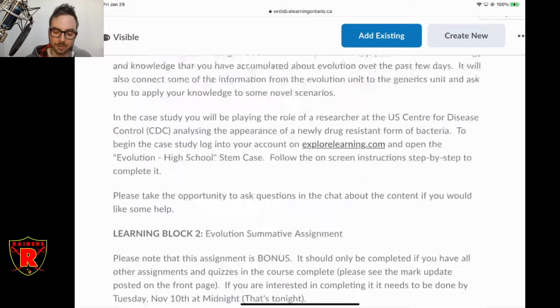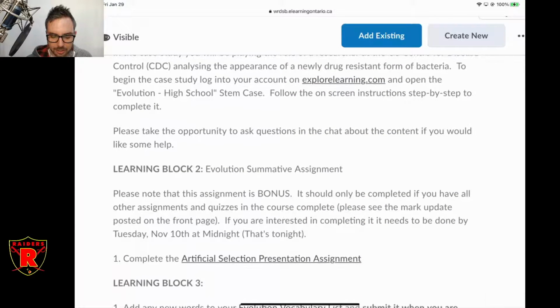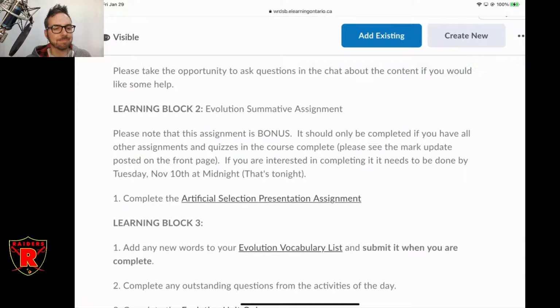But today, other than trying to complete this online case study, which is, by the way, a great summary of the evolution unit. It's an applied case study that uses most of the knowledge from this unit. Let me know if you need anything. Anyway, the case study's posted. Please complete all the stuff you need to complete. I will be here the entire time. I can jump into a Google Meet with you. I will be in a Google Meet for all of Learning Block 3 as well.